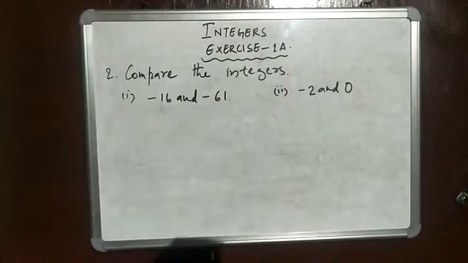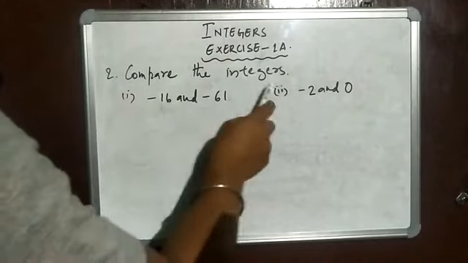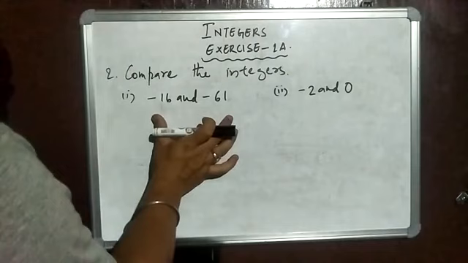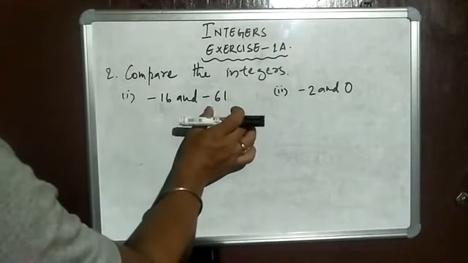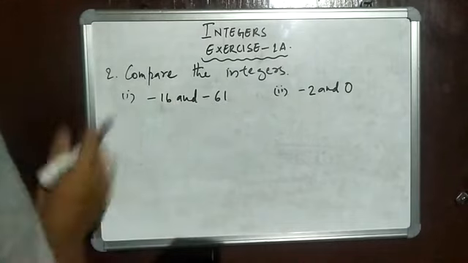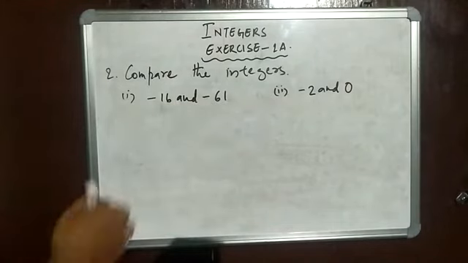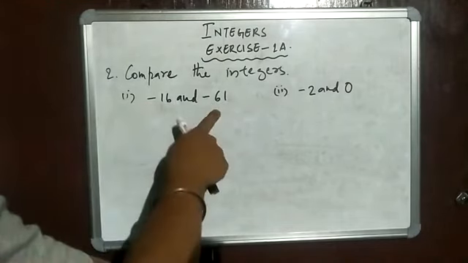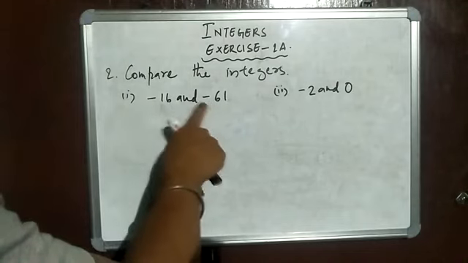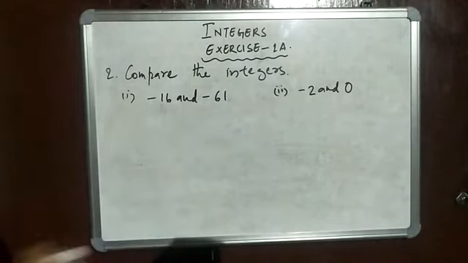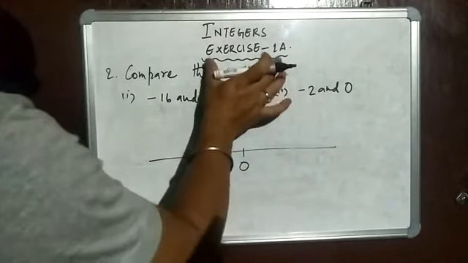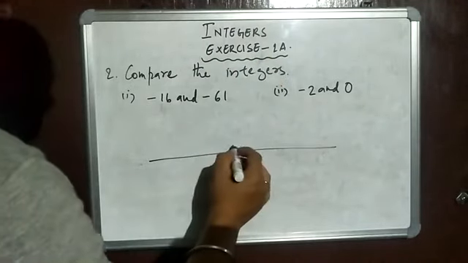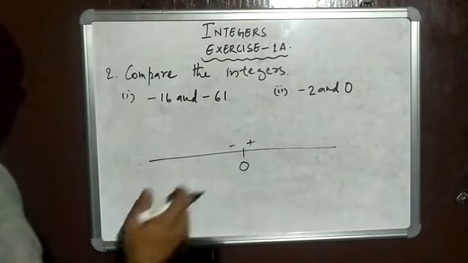Now we'll go with the next question from the integers, that is compare the integers. Compare means two numbers are given in the question, so we have to check whether one is bigger or smaller. In the first question we have two numbers with a minus sign and a minus sign. As we said, if you make a margin here for the integers, there are two sections, the minus section and the plus section.